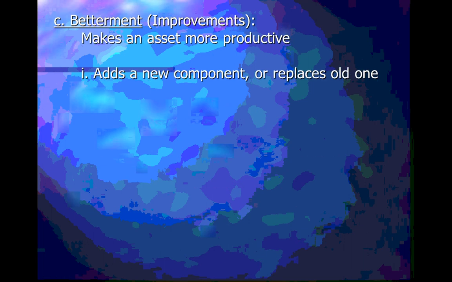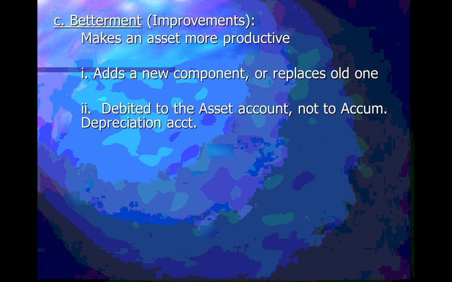A betterment of an asset is when we are actually making the asset more productive. When we add in a new component or we replace an old one, for instance, if we added some sort of new automated feature to a copy machine that makes it also do collating and stapling, or if we added a color component, a module to a machine, that would actually make it more productive. It has nothing to do with extending the life, but typically this is about productivity.